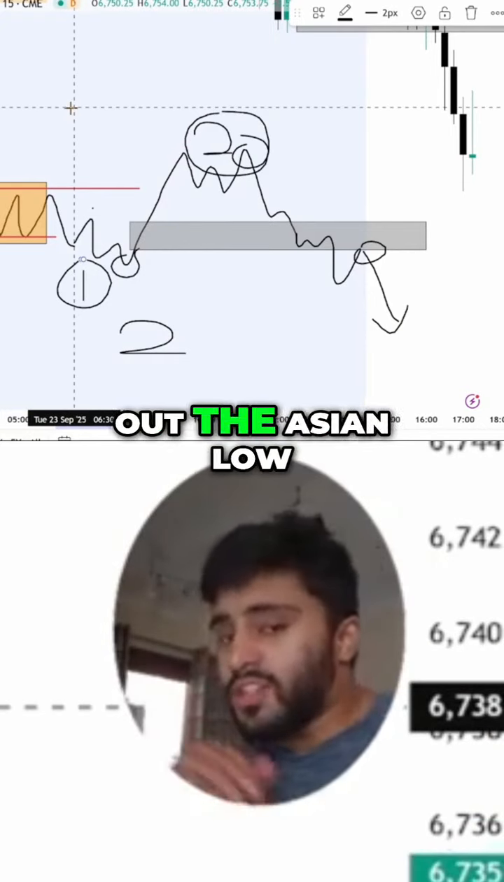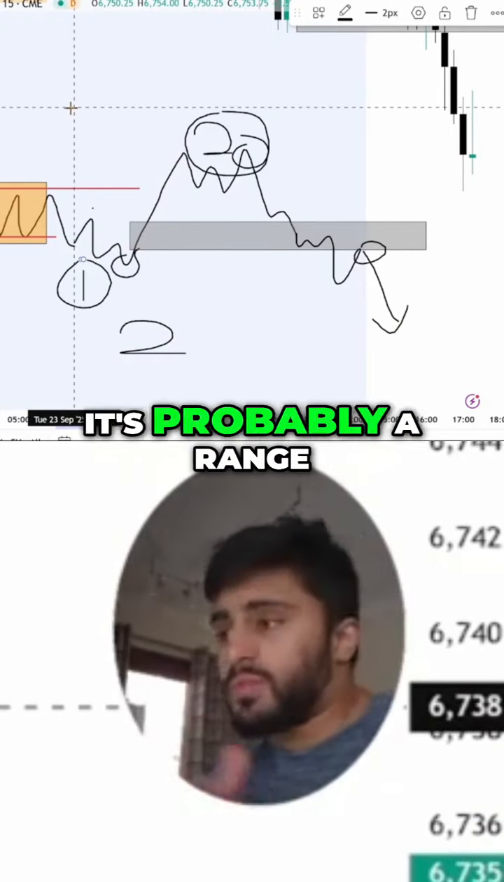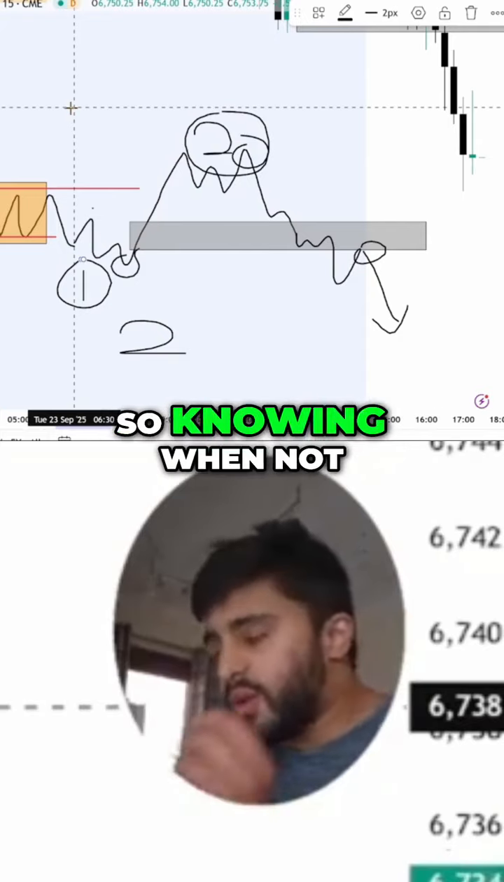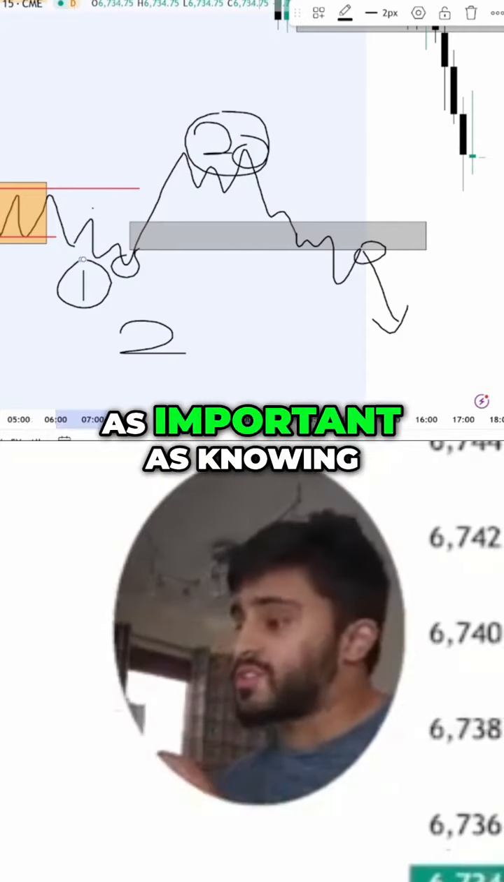If you've not taken out the Asian low or the Asian high, it's probably a range and you want to avoid that day. Knowing when not to trade is just as important as knowing when to trade.